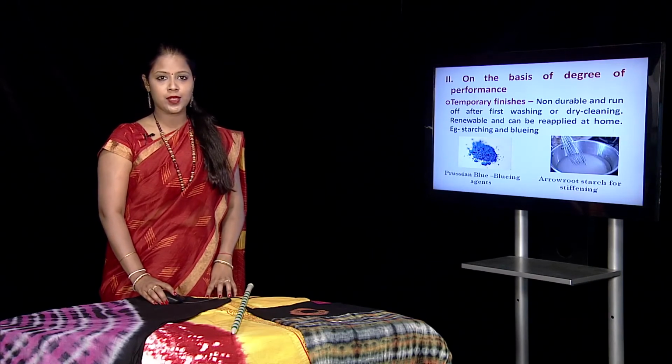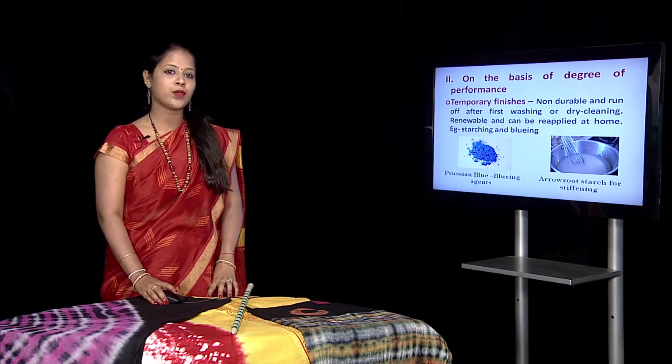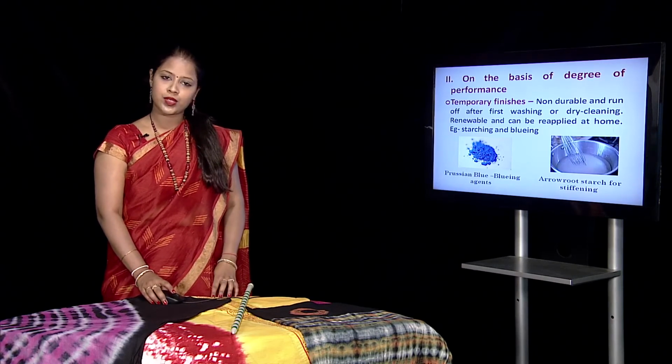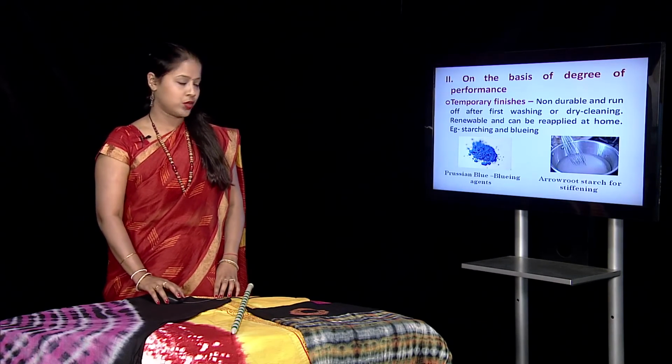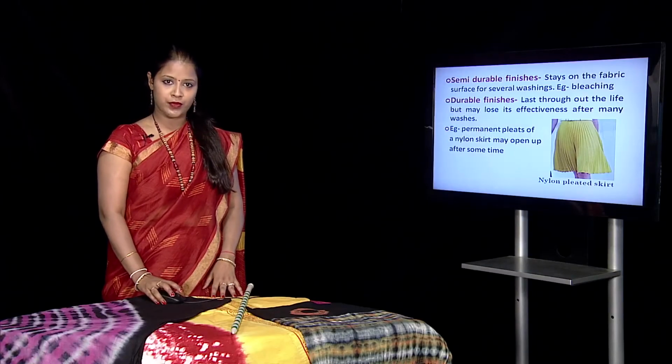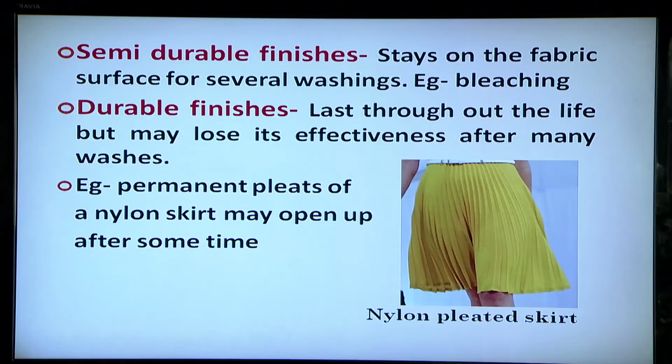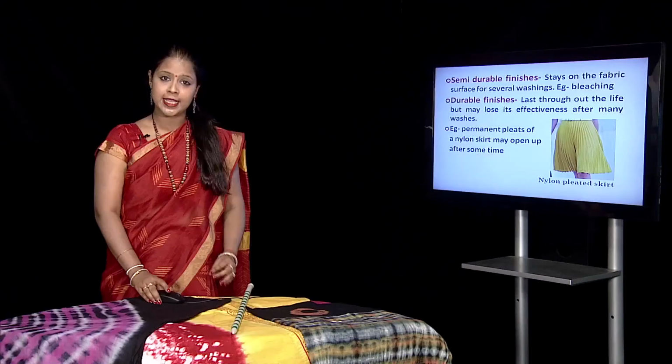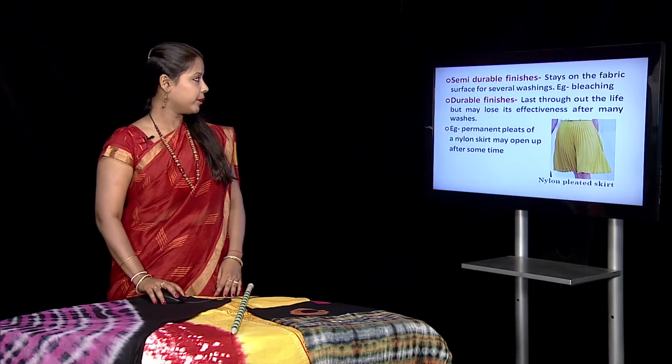Various kinds of bluing agent like robin blue, Prussian blue are used for bluing, and for starching, arrowroot starch, potato starch can be used. Next are the semi-durable finishes, which tend to stay on the fabric surface for several washings, example being bleaching, which has been discussed before. Next are the durable finishes, which last throughout the life of the fabric but may lose its effectiveness after some time. Example being the permanent pleats of a nylon skirt, which open up after some time. They are initially heat set, but with time they do open up.